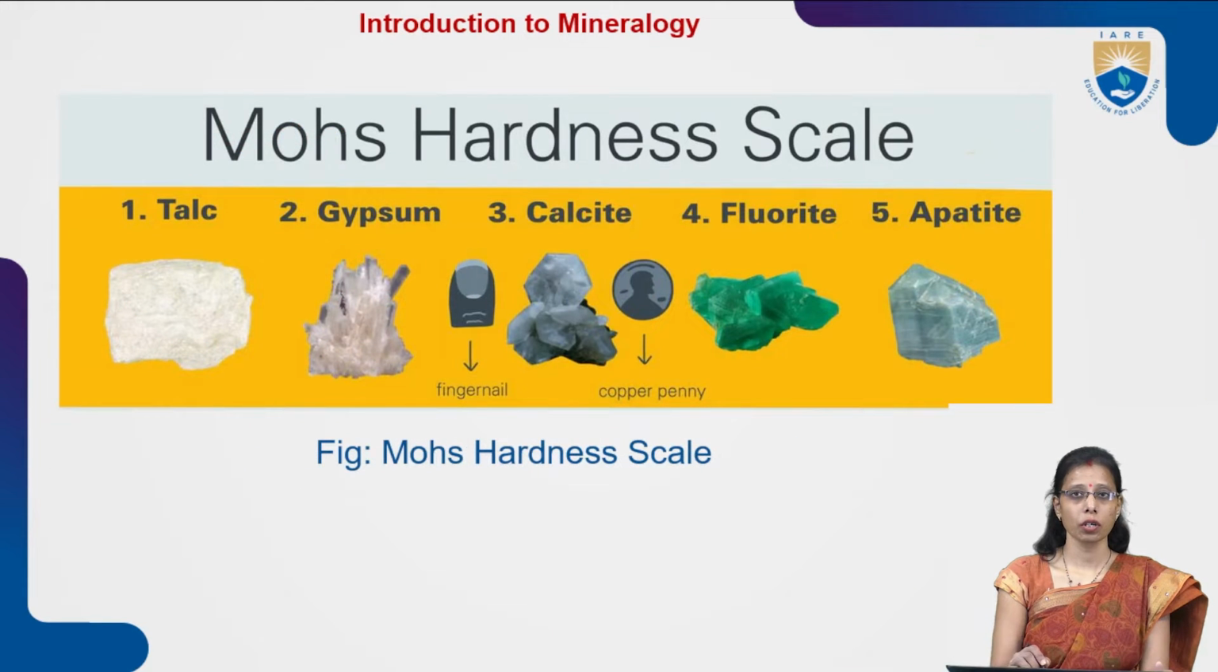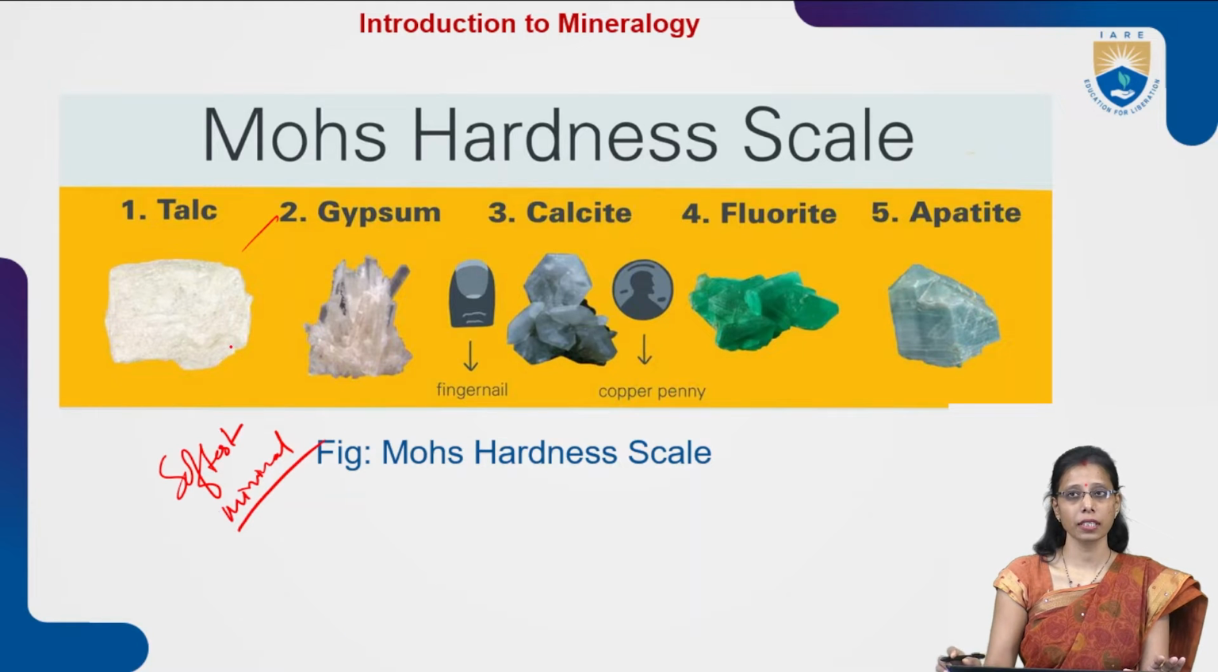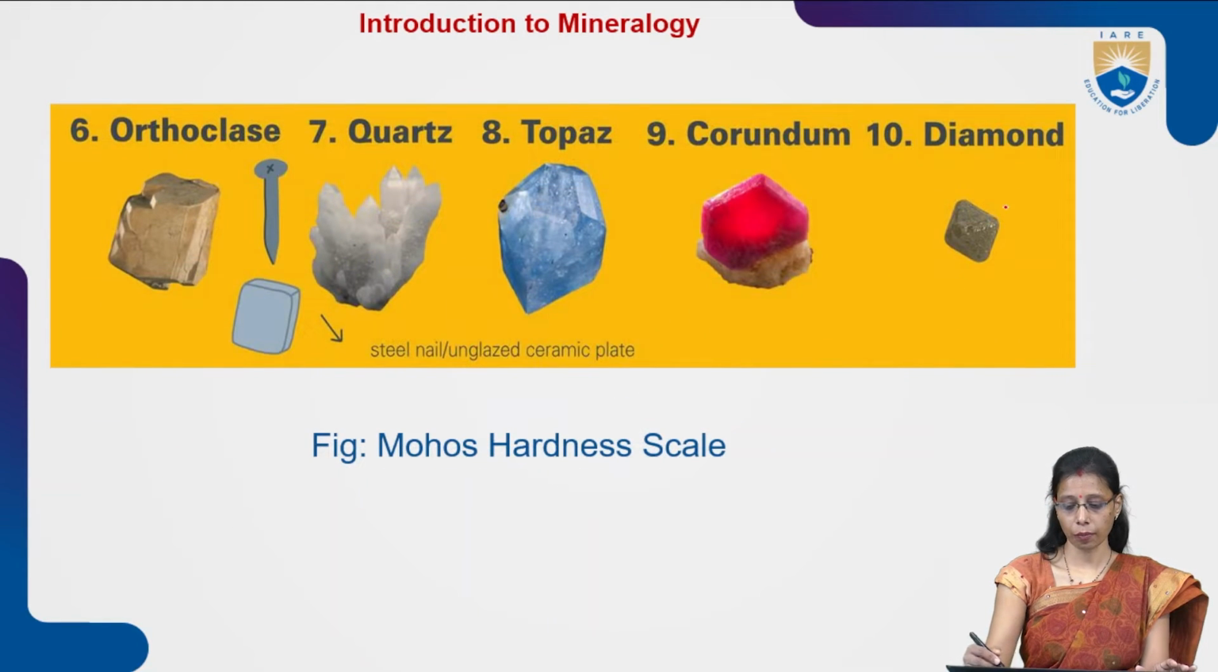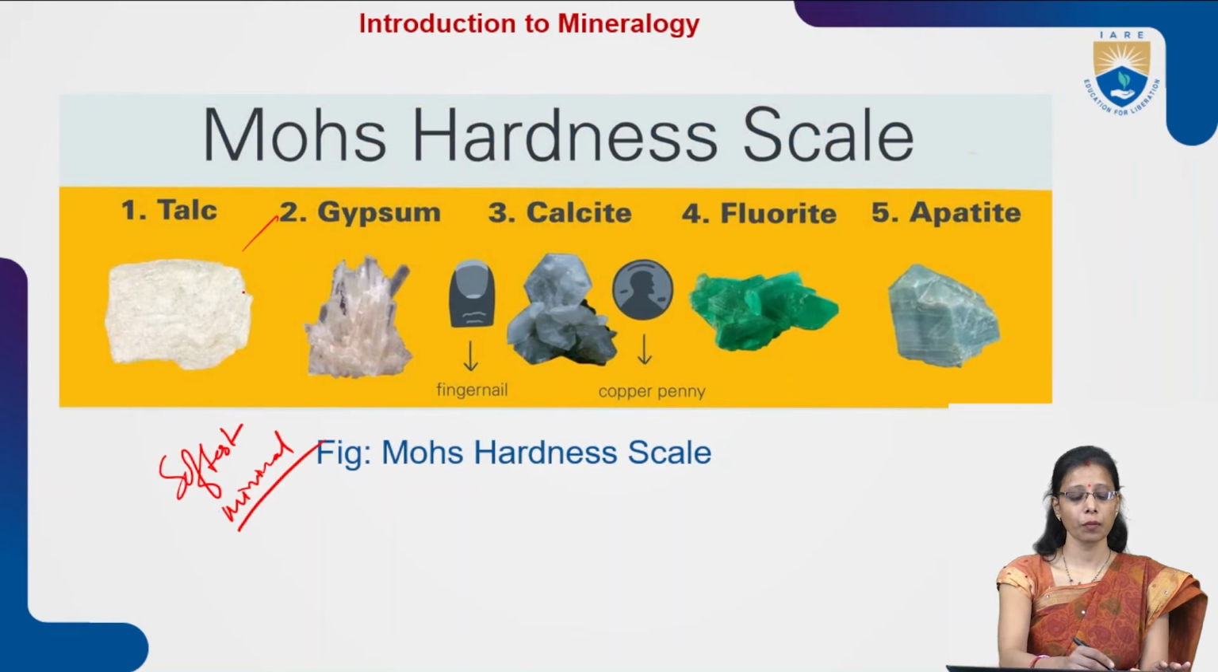So this is what I was talking about, the Mohs scale. In the Mohs scale you have different kinds of classifications, and some examples are given. Here you can see talc. Talc is categorized as 1. So 1 is the softest mineral. The softest mineral is talc and the hardest mineral is diamond here. So as per the Mohs scale, this mineral is the hardest one and this talc mineral is the softest one.